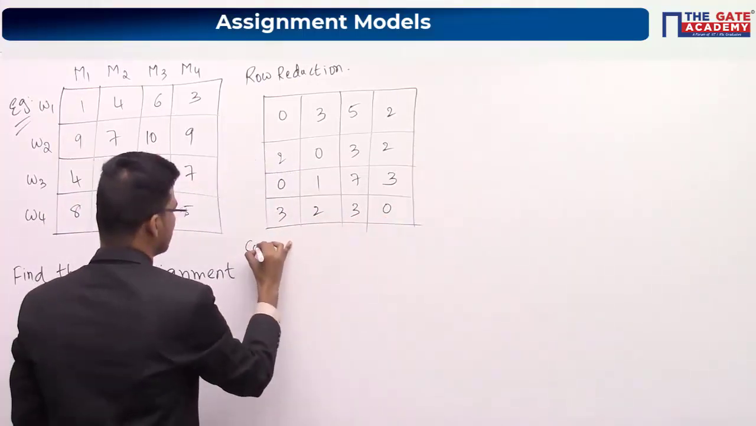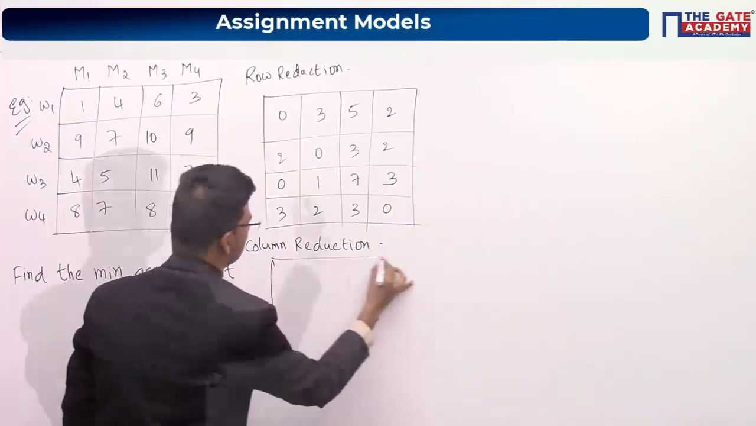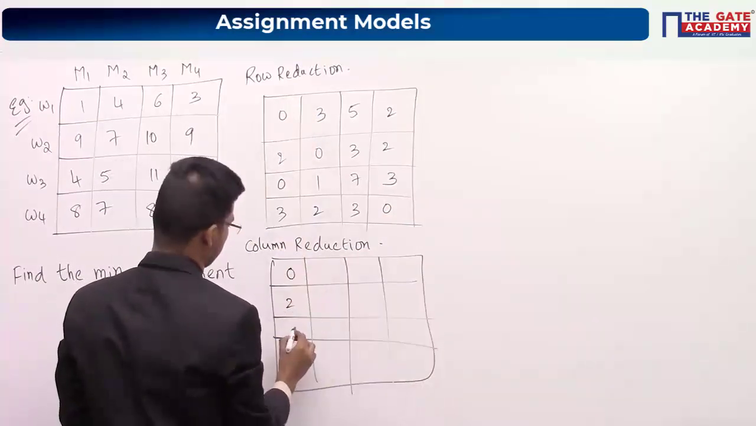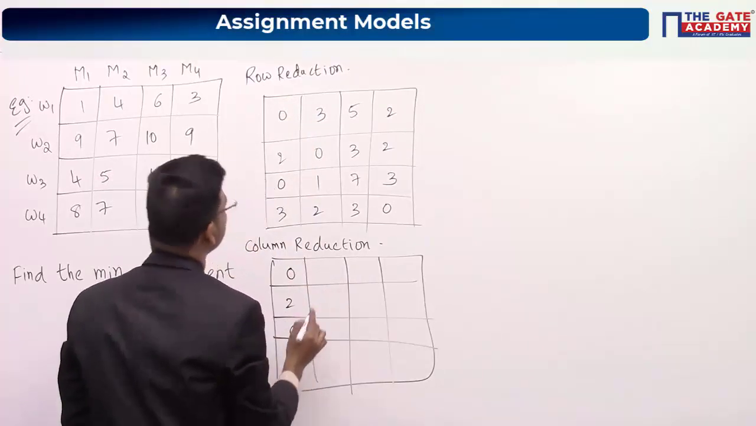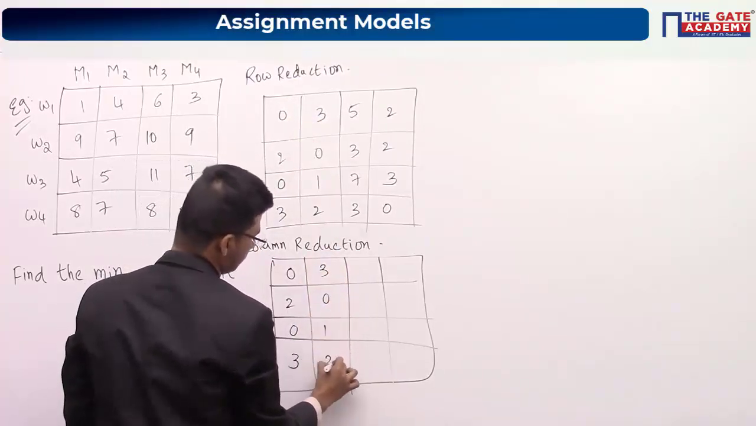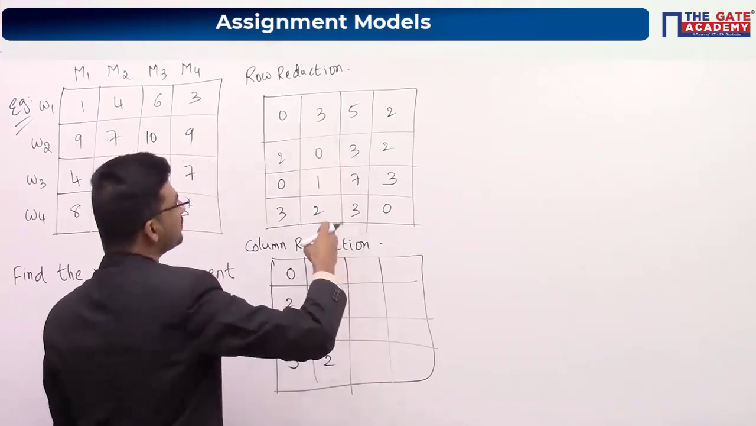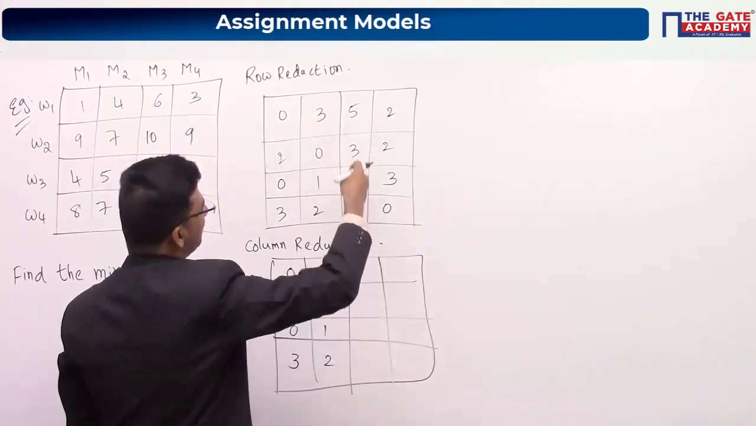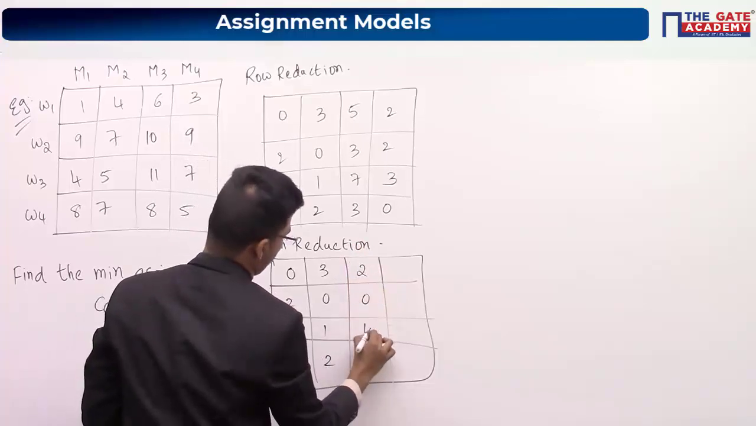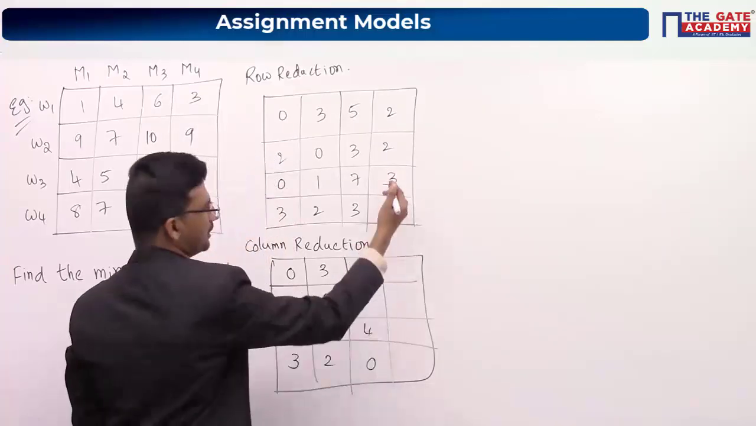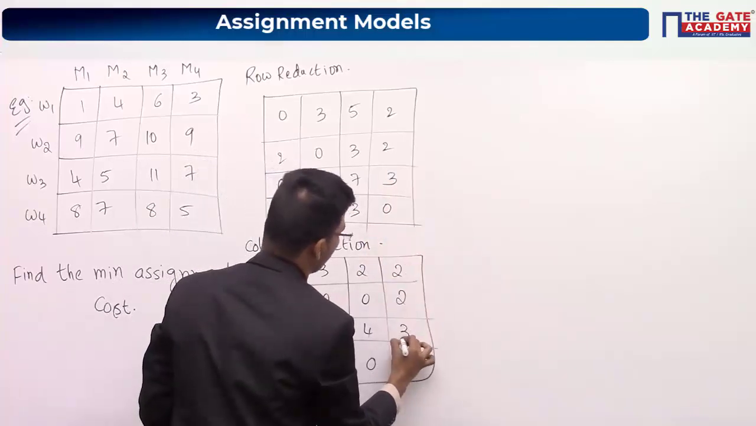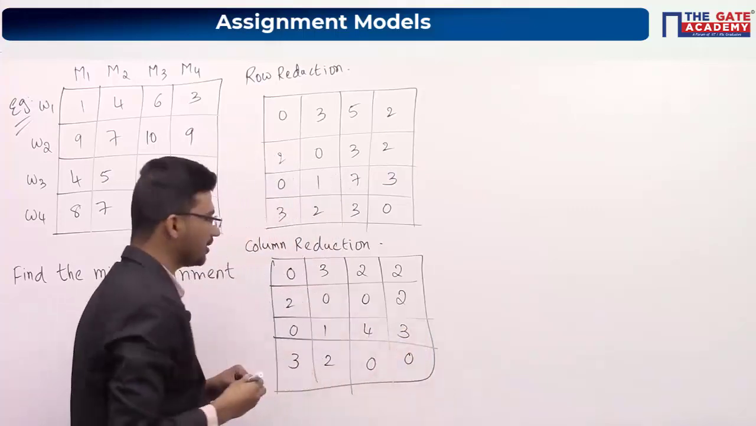And then column reduction. I am writing here only the column reduction. Already we are having 0 here, so no need to change this column. 0, 2, 0, 3. Here 3, 0, 1, 2. As we are having 0 here, no need to change this column. Here the minimum is 3, so this will be 2, 0, 4, 0. Here again you are having 0, so no need to change this particular column also. So this is your column reduction.